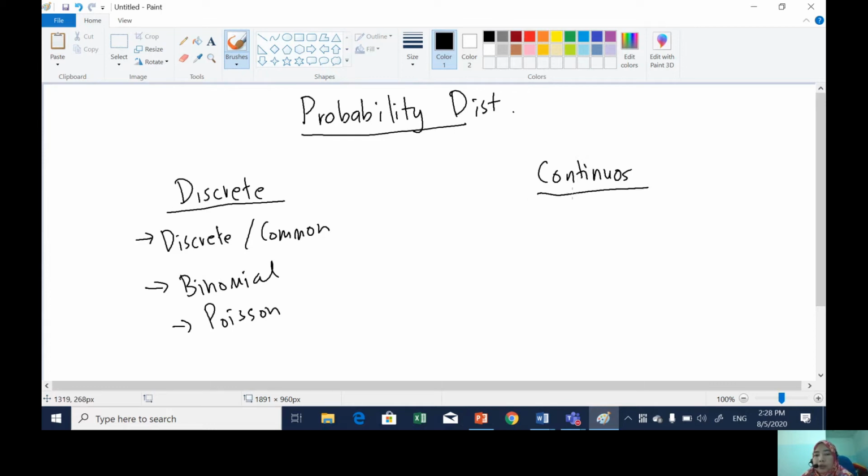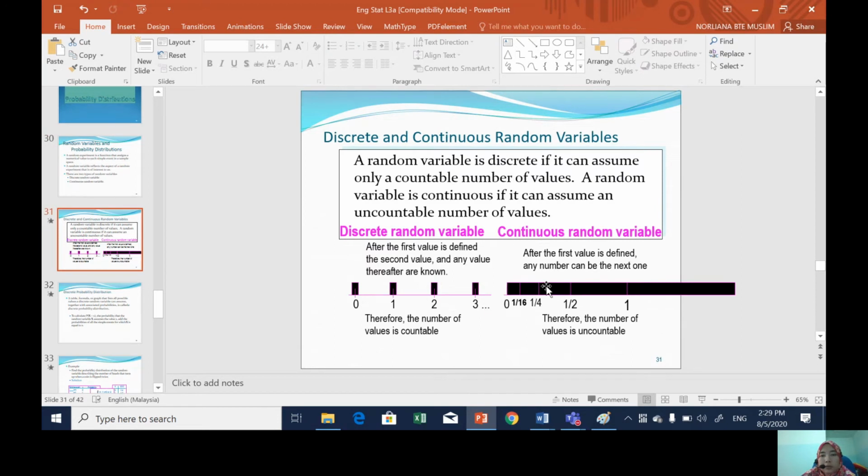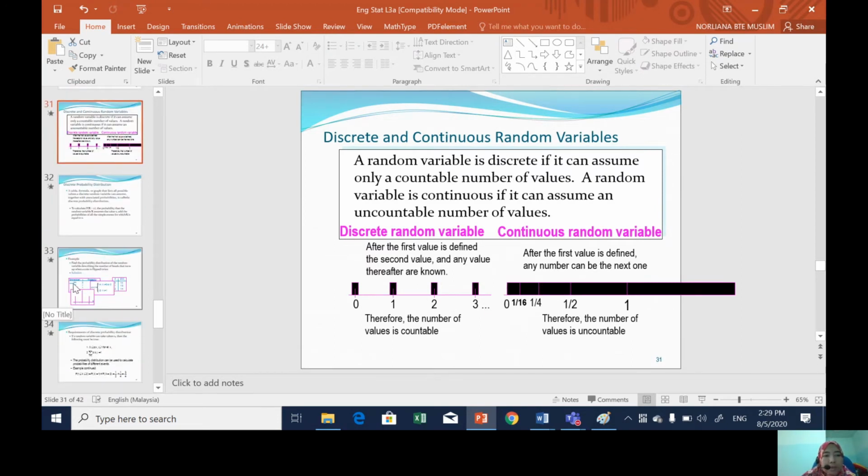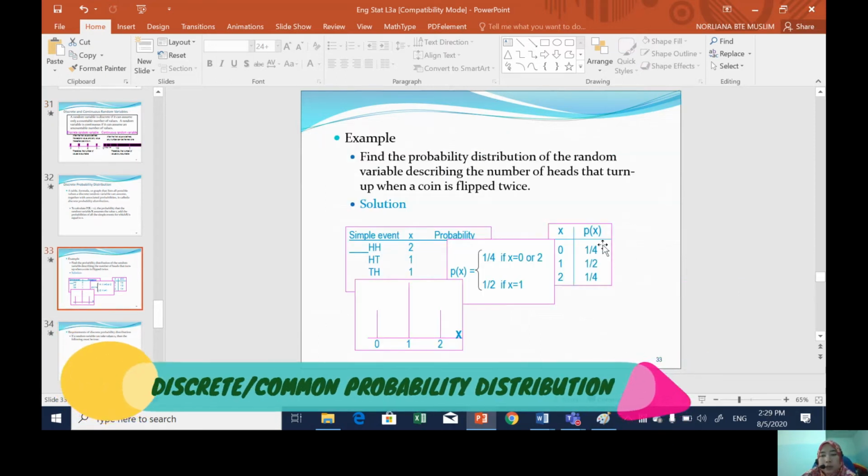And for the continuous random variable, we have the normal distribution. The one that I'm going to explain now will be based on this kind of probability distribution. I'm going to start with an example for a simple experiment.